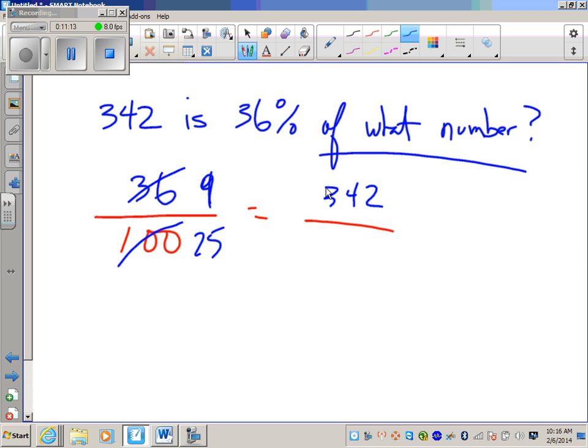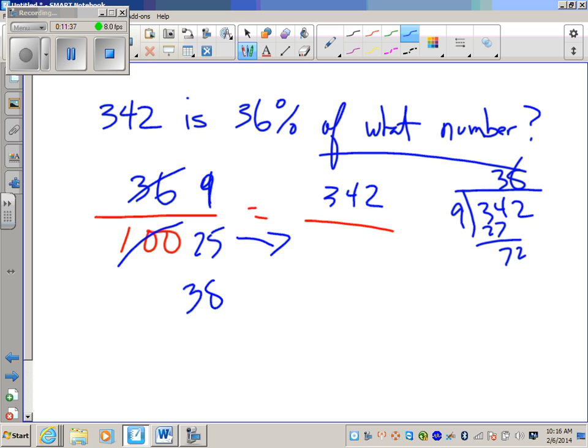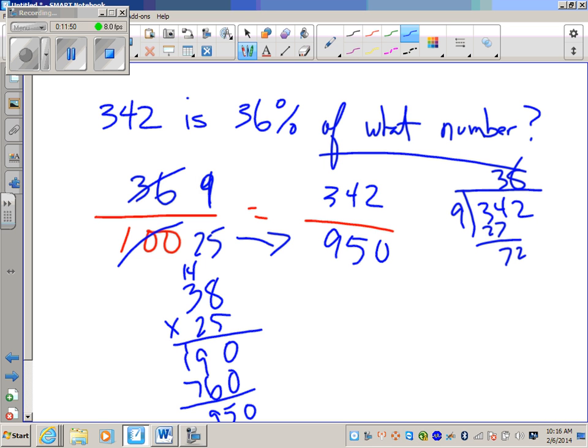342, is it divisible by 9? Yeah. It is. How do you know? 3 plus 4 is 7, plus 2 is 9. So you know it's divisible by 9. So you could go right away and find out what the relationship is. 3 is 27, 38. So now 25 times 38, 40, 9, 50.